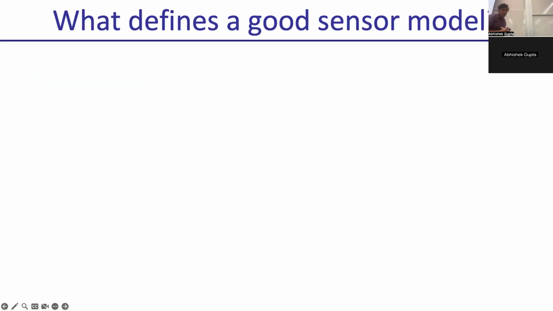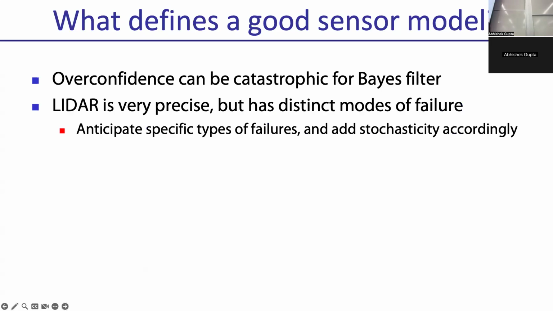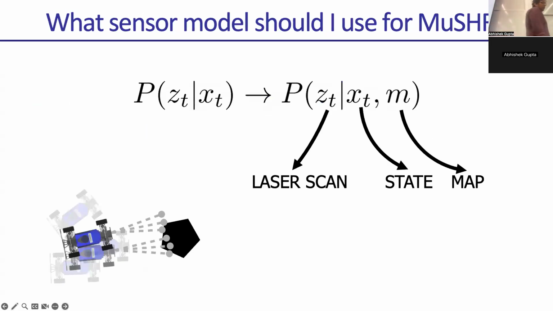Okay. So what we really want to do with the Bayesian filter is make sure that we're not overconfident, right? If you're overconfident, it's catastrophic, because you're going to think there's an obstacle where there's none, or there's no obstacle where there is one, and you're going to take an action that could be catastrophic, right? So we're going to think about some specific modes of failure to avoid overconfidence in a Bayesian filter with LiDAR.